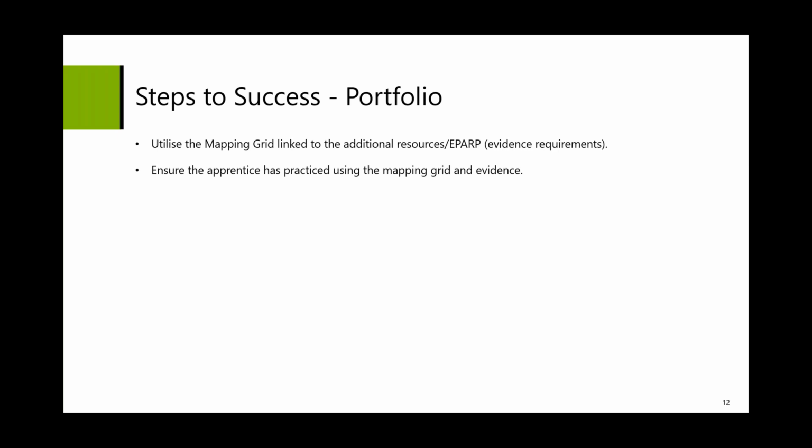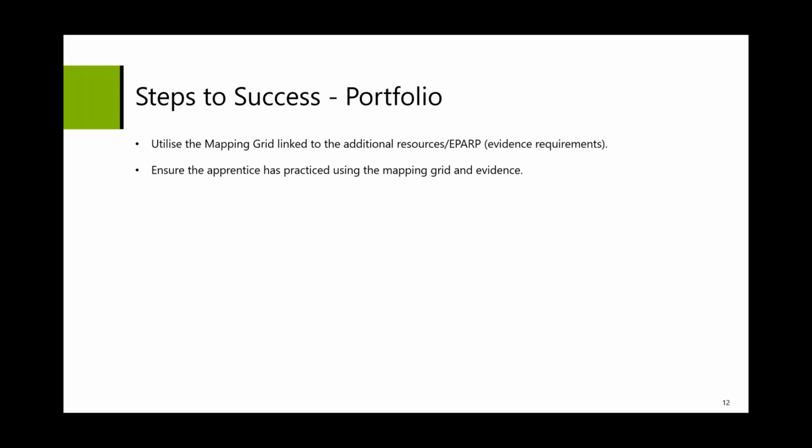Another key point is to make sure the apprentice has practiced using the mapping grid and their evidence. So the apprentice must know their evidence inside out. They must know how that evidence is linked to the grade criteria, and they must fully understand why that evidence is mapped where it is.